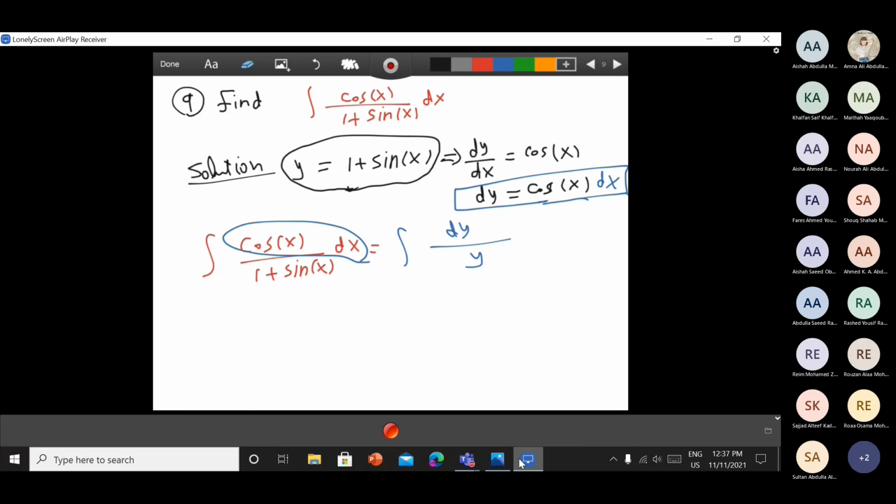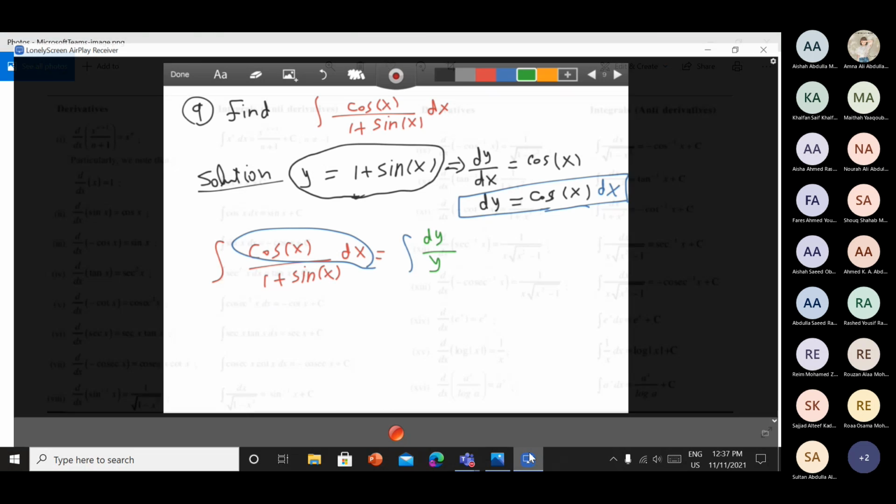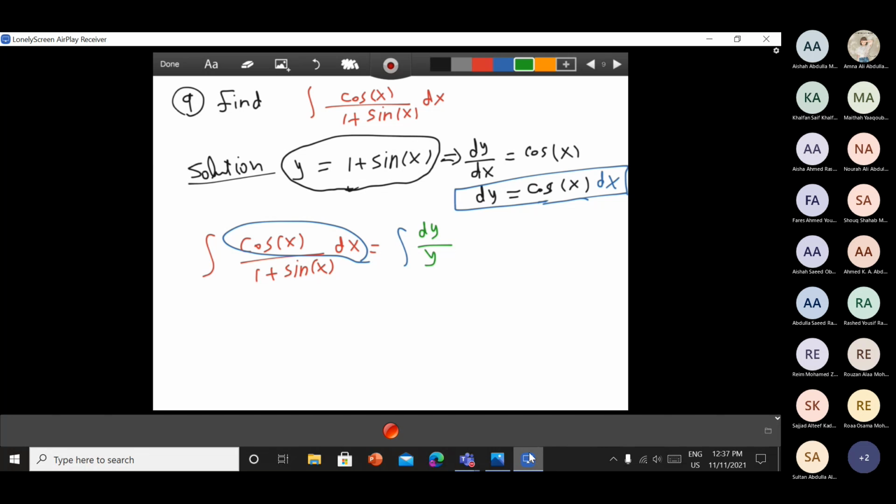Do you have a similar one like this in your table? Do you have dy over y or dx over x? I think I have seen it. Yes, I have it. dx over x or dy over y, the integration of this one will be the logarithm of the absolute value of y plus c.